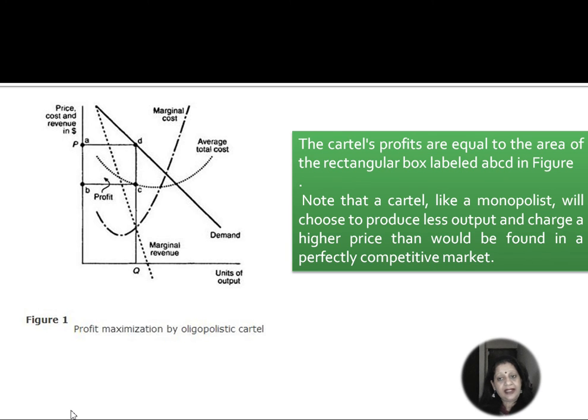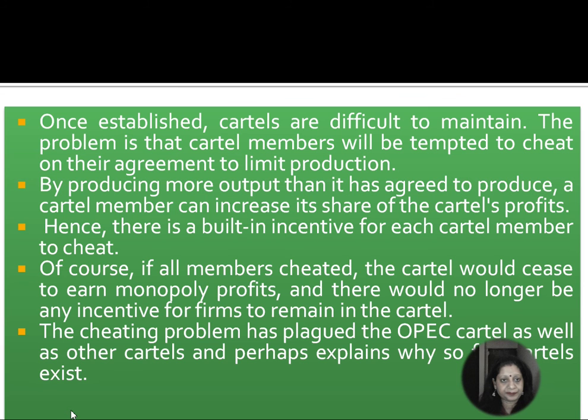Note that a cartel, like a monopolist, will choose to produce less output and charge a higher price than would be found in a perfectly competitive market. And the basic idea behind the formation of a cartel is that they want to produce less output and charge a higher price just to be in the race of the market.